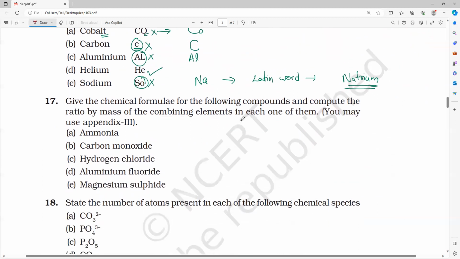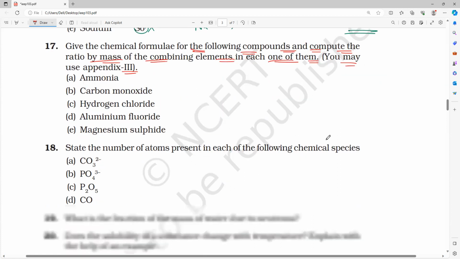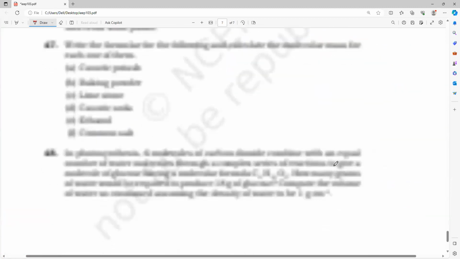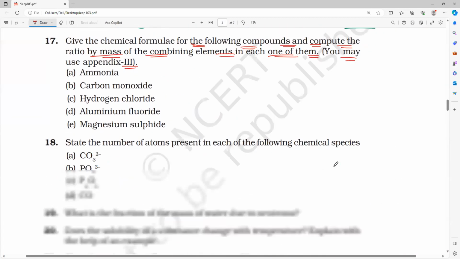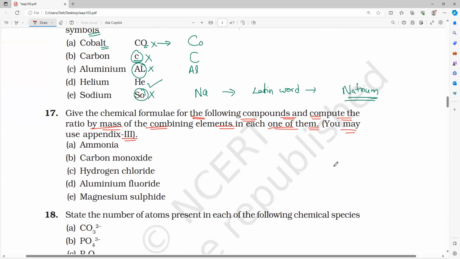Clear? Next. Give the chemical formula for the following compounds and compute the ratio by mass of the combining elements in each of them. You may use appendix 3. Definitely, questions like these you will find in our exams. Appendix 3 is not there, but we can try to do it. It's not required, we will finish it.